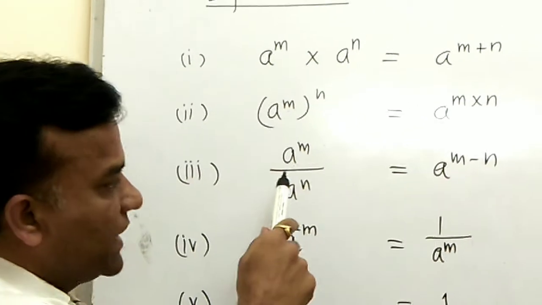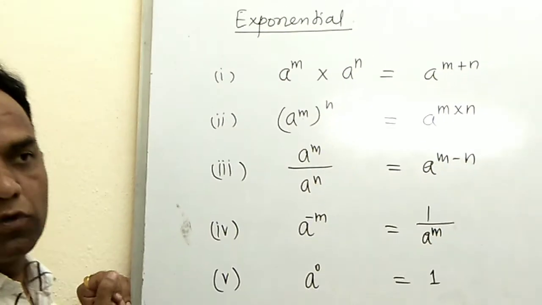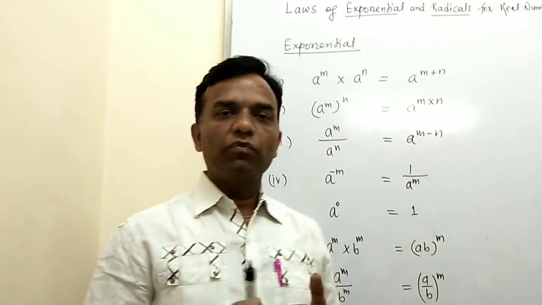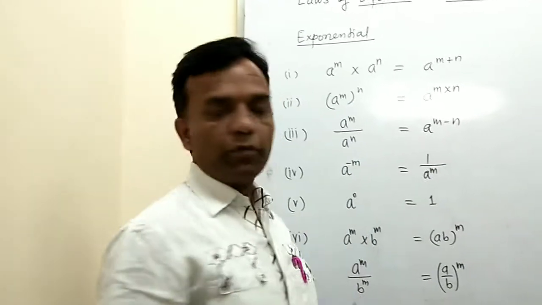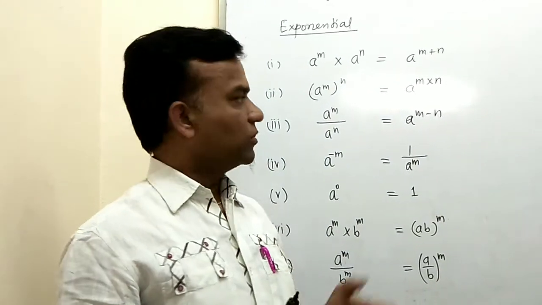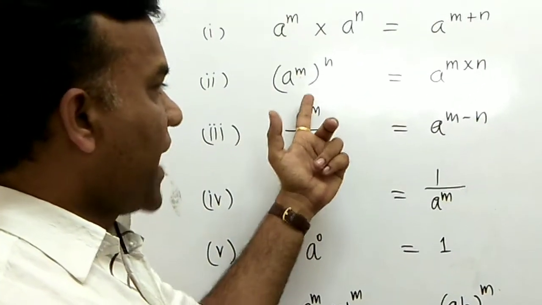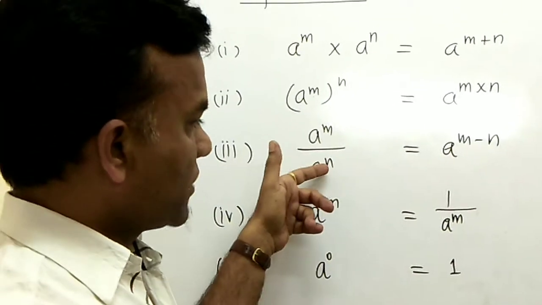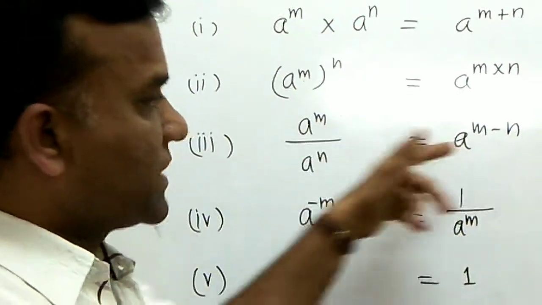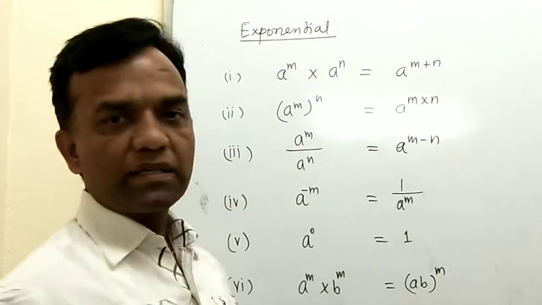And similarly the third concept is what? a to the power m upon a to the power n. If two real numbers are given in the form of a division but have different powers on their base, then the base is common and the powers are subtracted. The numerator exponent minus the denominator exponent, here the denominator exponent is n, so m minus n, no matter which is greater or smaller, it is m minus n.